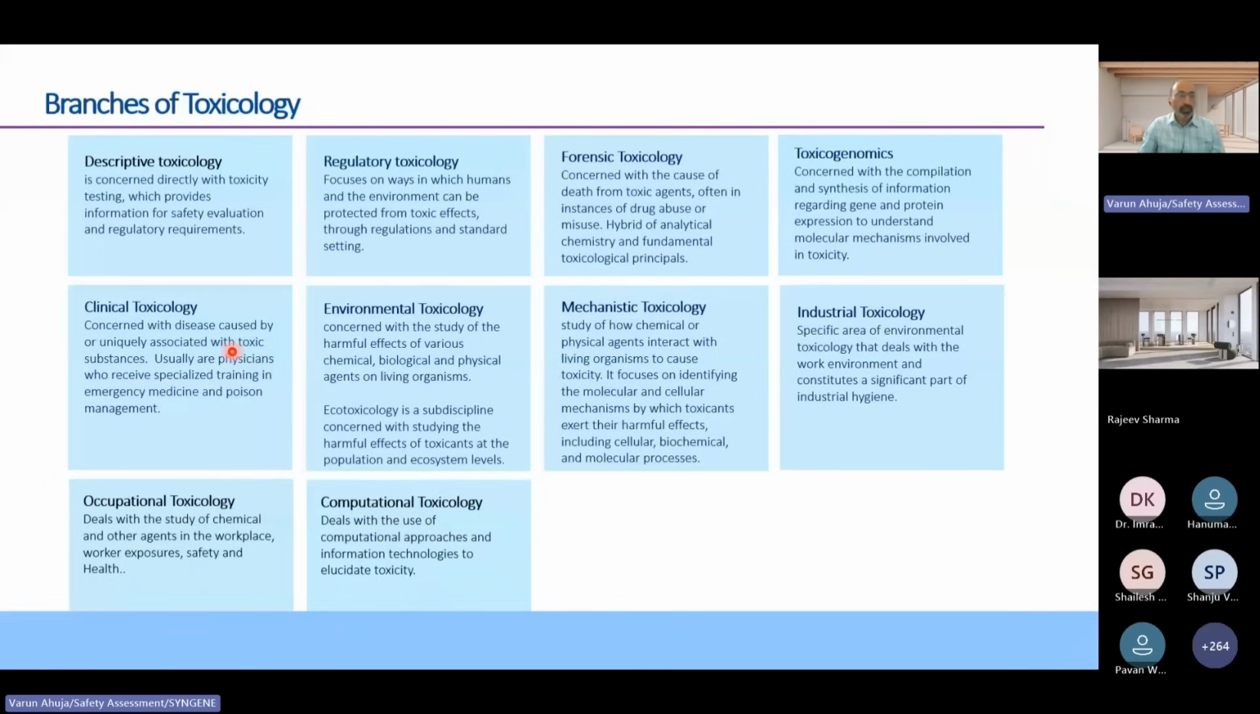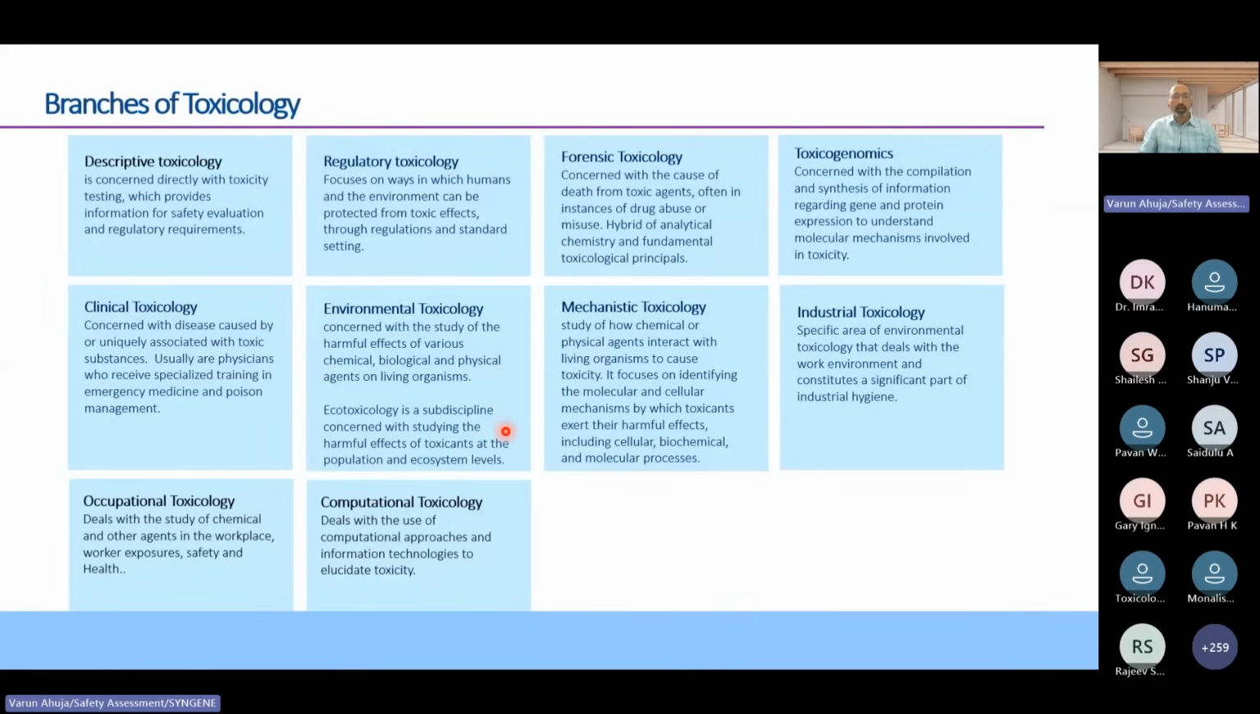Then coming to clinical toxicology, it is concerned with the disease caused by or uniquely associated with toxic substances. Usually, they are physicians who receive specialized training in emergency medicine and poison management. Then environmental toxicology is concerned with the study of the harmful effects of various chemical, biological and physical agents on living organisms. Ecotoxicology is a subdiscipline concerned with studying the harmful effects of toxicants at the population and ecosystem levels. Mechanistic toxicology is the study of how chemical or physical agents interact with the living organism to cause toxicity.